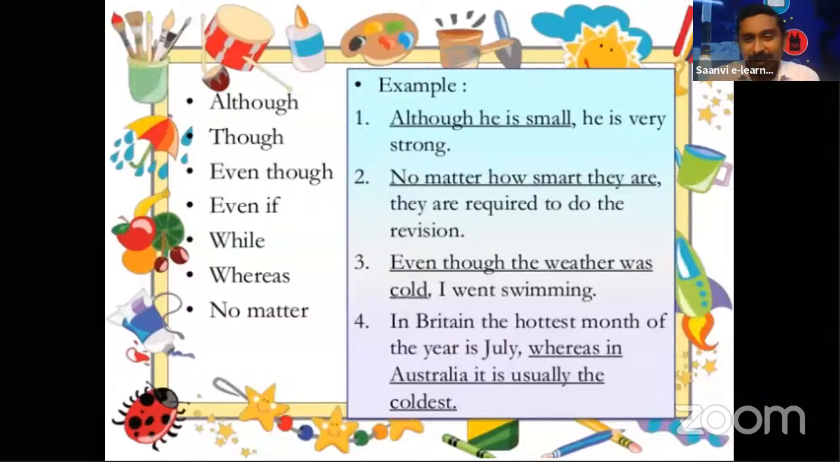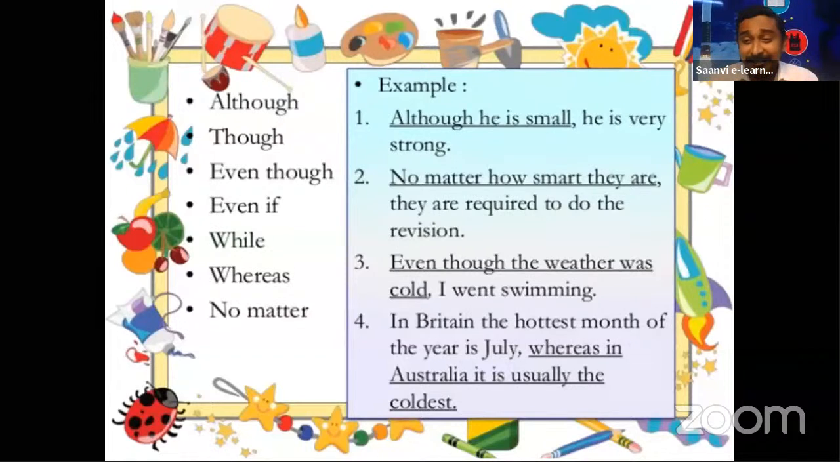No matter how smart they are, they are required to do the revision. No matter how late Parasuram is, he will learn the syllabus. Even though the weather was cold, Vijay is standing outside. Even though the weather is cold, Vijay is standing outside. See, climate anta challaga unna kuda Vijay baita nilisi class lu vintunaru.